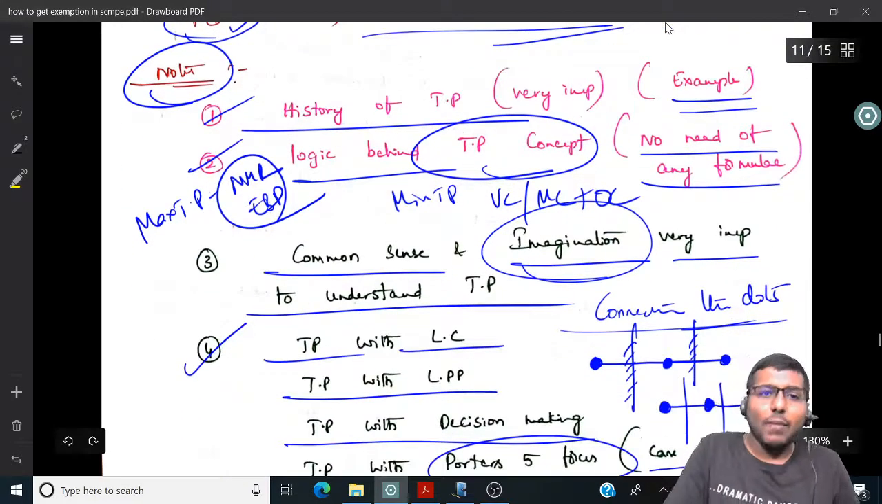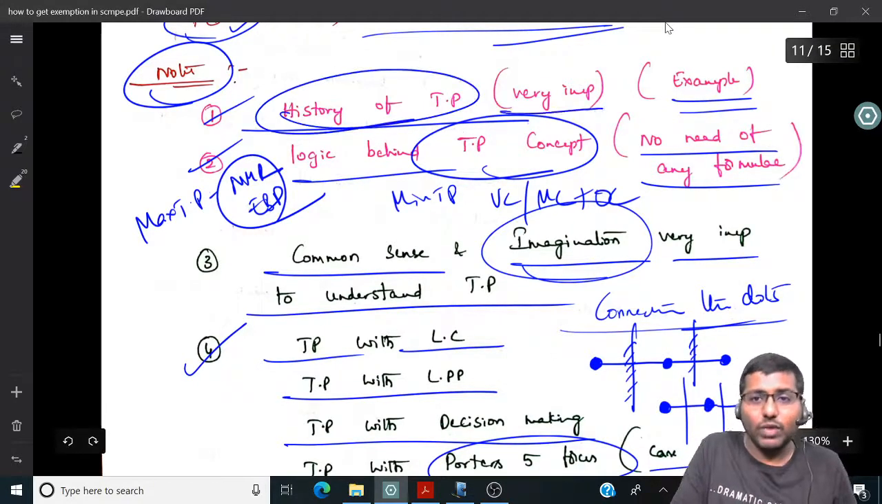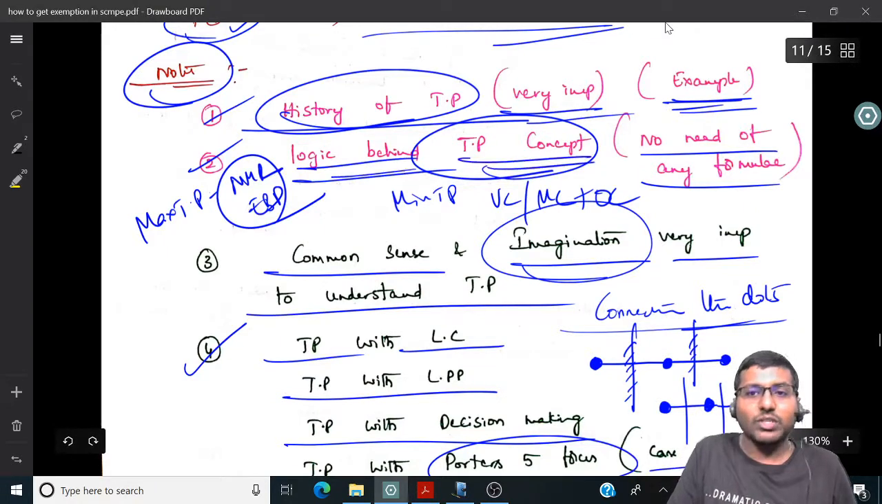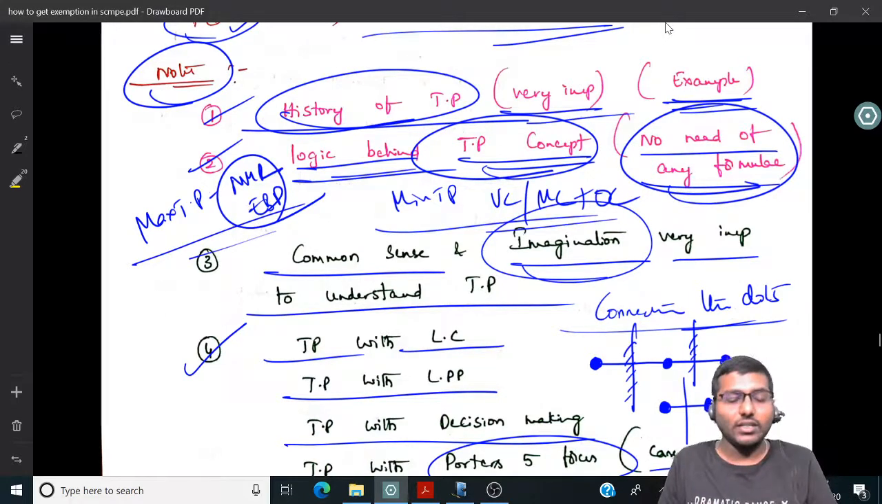Anyway, apart from that, these are all the other points that you have to keep in mind. Understand the history of transfer pricing, very important. I'll give you an example shortly. Then the logic behind the transfer pricing concept. Don't try to remember any formula, as I've given you examples over here. Do not learn them by heart. Understand why it is like that.